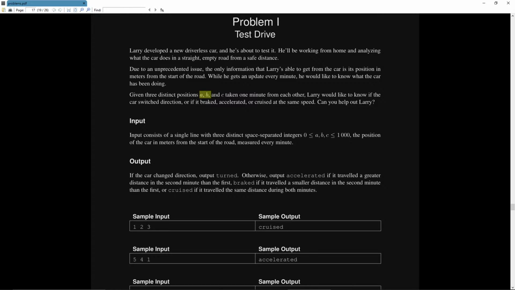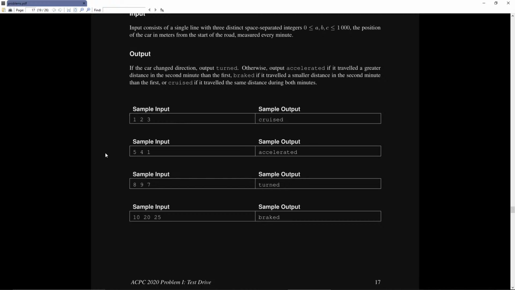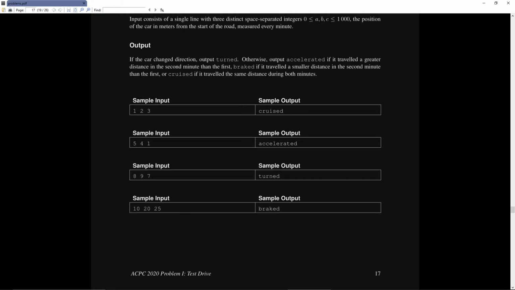So in this problem, we have these three positions taken at 3 points in time, A, B, C, and the question is if these are taken at equal points in time, and they represent the position of the self-driving car, did the car brake during that period? Did it accelerate? Did it cruise the same speed? Or did it switch direction? So in this case, for example, we see 1, 2, 3 is going at the same speed. Here it's accelerating, so this is where you have to be slightly careful just because it's accelerating in the negative direction. Here it switched direction, it turned around, went from 8 to 9 to 7. And in this case, it slowed down, so it braked.